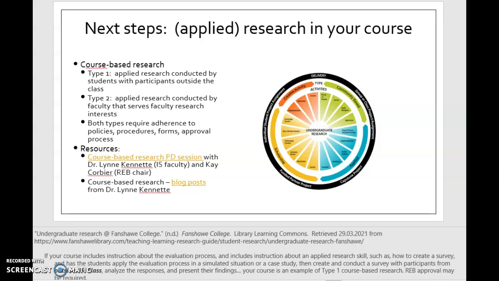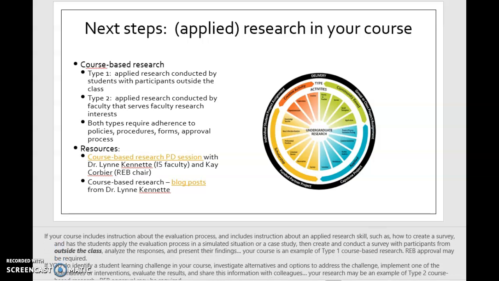If your course includes instruction about the evaluation process and includes instruction about an applied research skill, such as how to create a survey, and has the students apply the evaluation process in a simulated situation or a case study, then create and conduct a survey with participants from outside the class, analyze the responses, and present their findings, your course is an example of Type 1 course-based research, and the Research Ethics Board approval may be required. I look forward to hearing from you if you have this type of activity happening in your course.